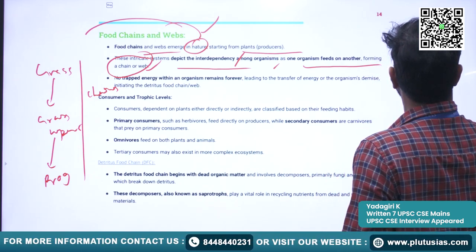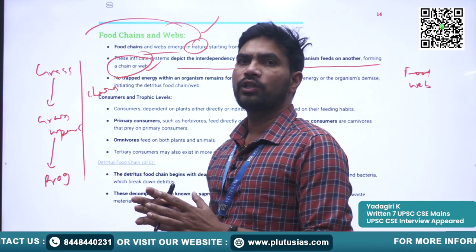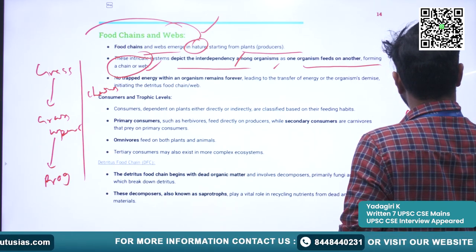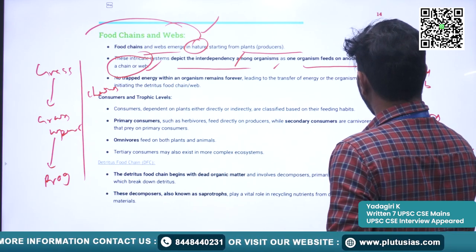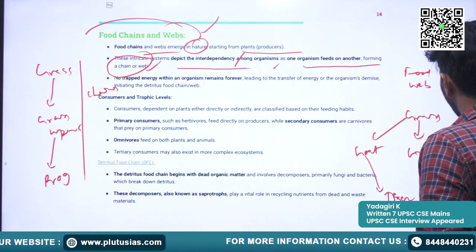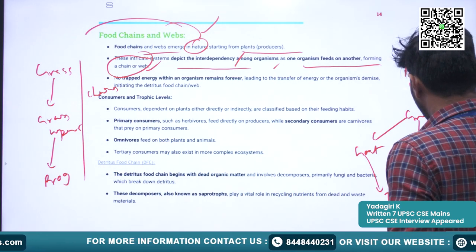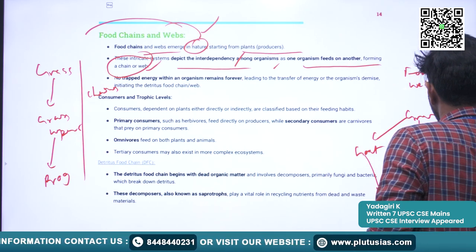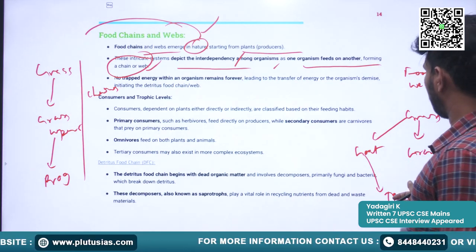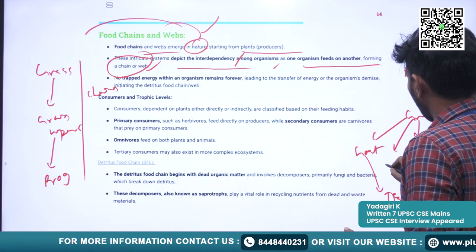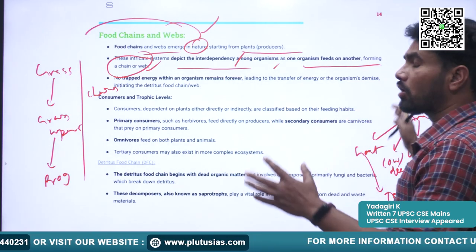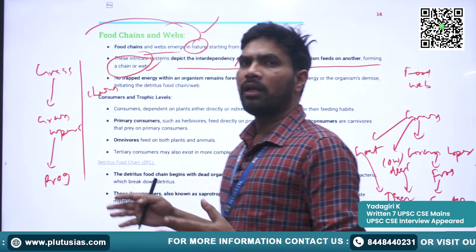When the food web comes, the combination of food chains forms the food web. Basically, grass is there. Grass can be eaten by a grasshopper, and grass can be eaten by a goat. Let's say goat. Similarly, goat is eaten by a tiger, and grasshopper is eaten by a frog. A frog can be eaten by a snake. Similarly, a snake can be eaten by an eagle. Grass can also be eaten by a cow or a deer. Similarly, a deer can be eaten by a tiger. So when a complex of food chains is there, that is known as a food web.